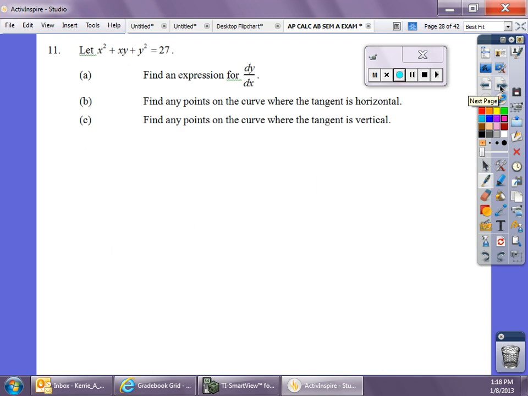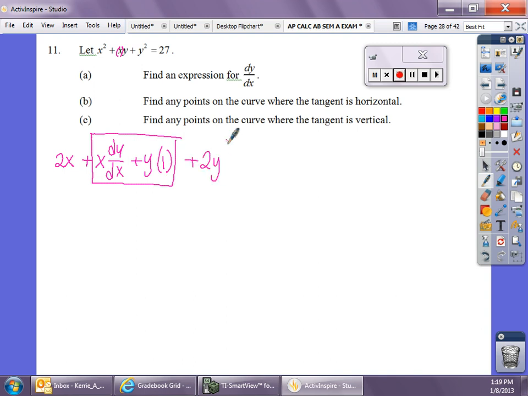All right, number 11. Find an expression for dy/dx. So this is implicit differentiation. We're doing this with respect to x. So this becomes a product rule: x dy/dx plus y times 1. So that part right here that I just did was the derivative of the product rule.